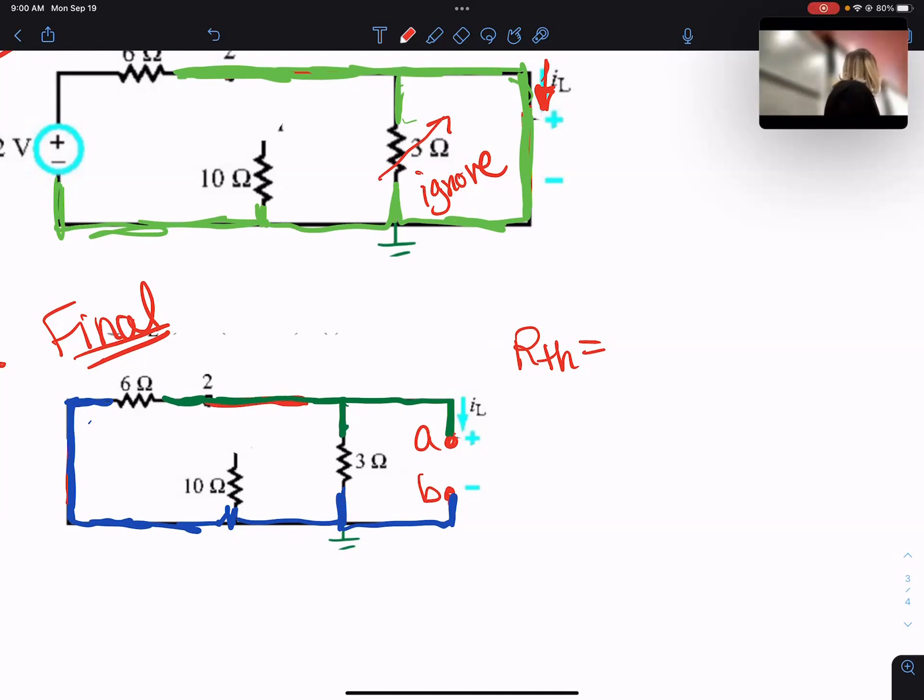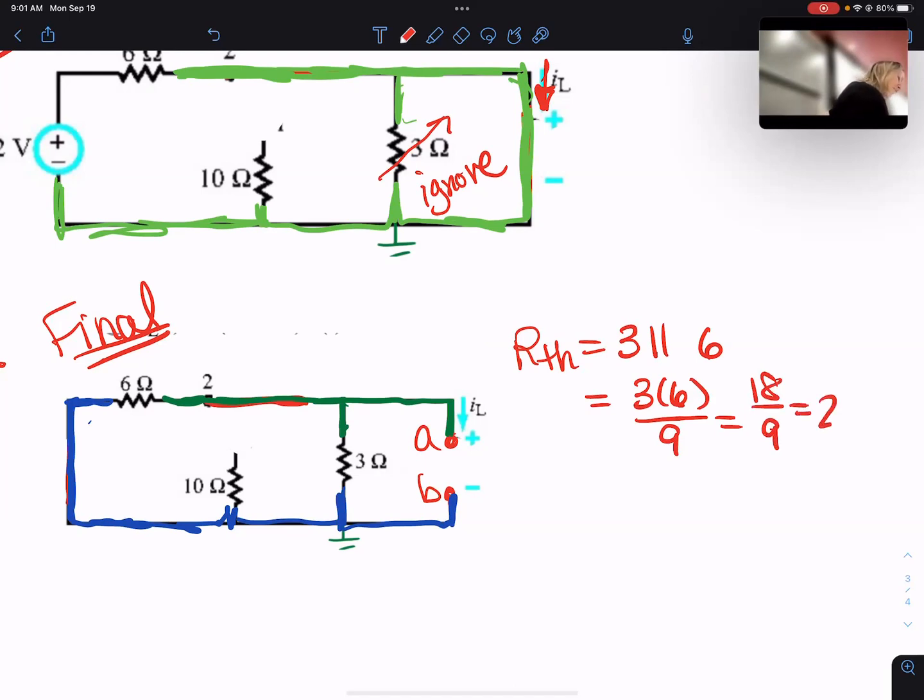So 6 and 3 are in parallel. Okay. Is everybody seeing that? Color them still. If you're still wanting to color them, that definitely still will be helpful. So please color them still. So 3 in parallel with 6, which gives me 2 ohms, right? 18/9, so 2 ohms.